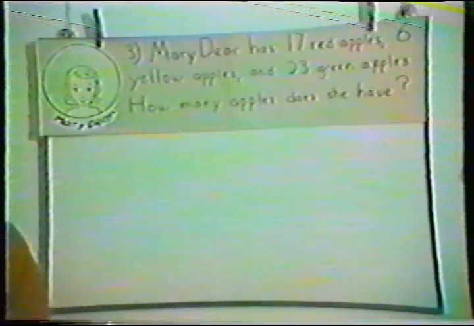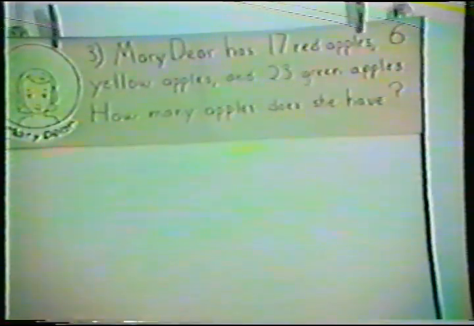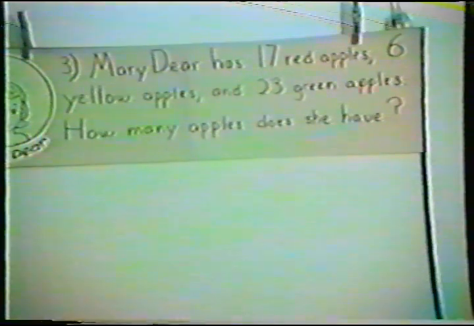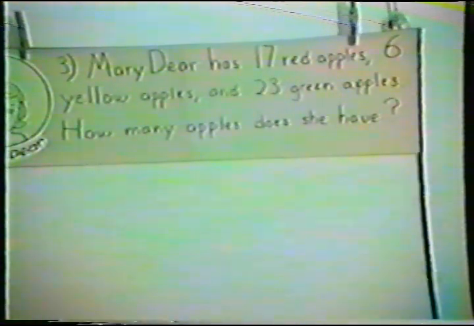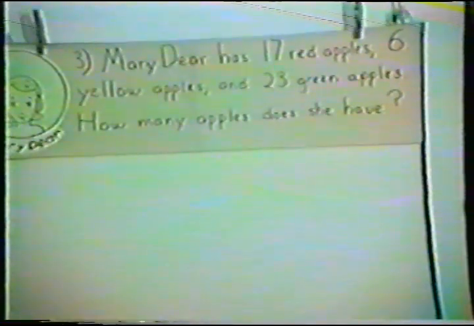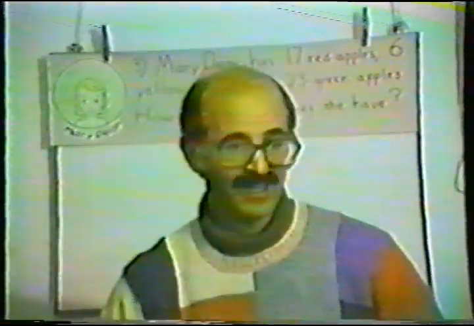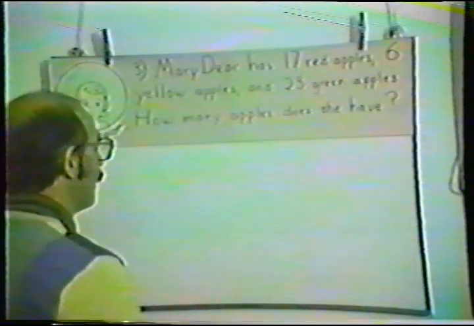Problem number 3. Mary Dear has 17 red apples, 6 yellow apples, and 23 green apples. How many apples does she have? And the missing words are, how many apples does she have altogether? And now it's time to add. We have to add them up.